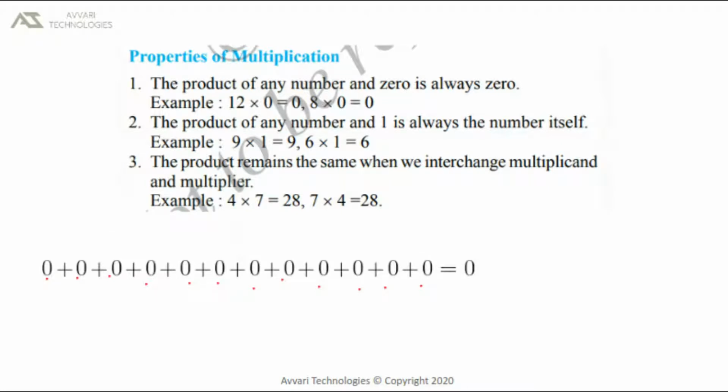What will we get when we add zeros? We will get 0. We can also say that we will add 12 0 times. If we add 12 0 times, what do we have? Again 0.